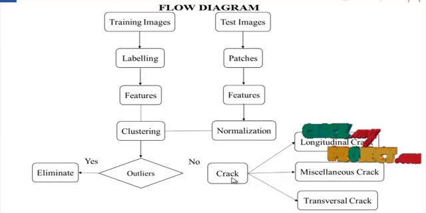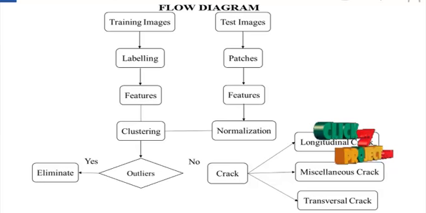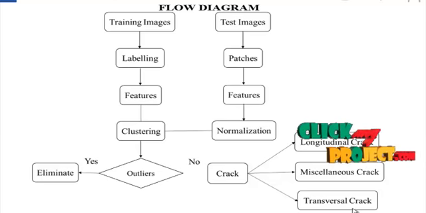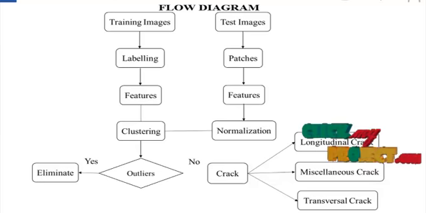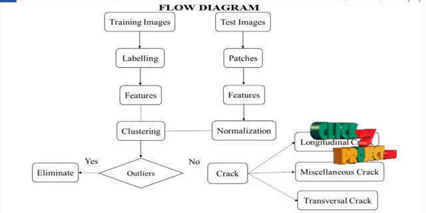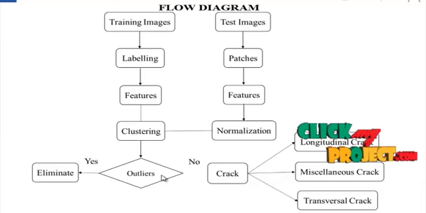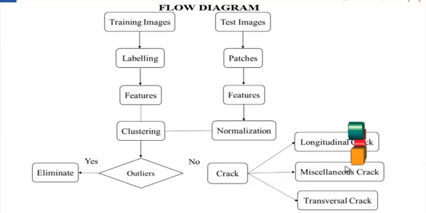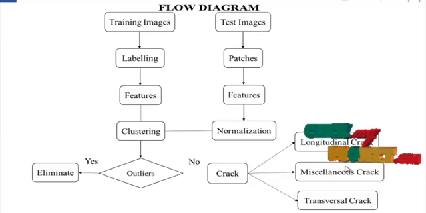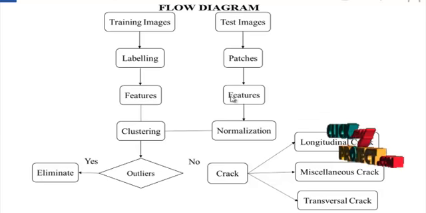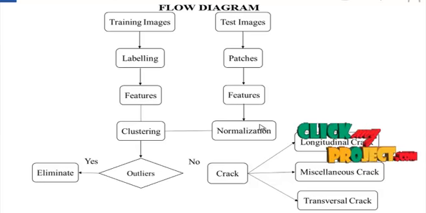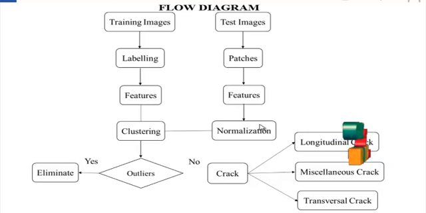The identified cracks were then further classified into longitudinal crack, miscellaneous crack, and transversal crack. So this classification is done based on the comparison of different regions that are detected in the outliers, and based on that the cracks were classified as these. Finally, the overall performance of the process was measured in terms of the accuracy of the process.